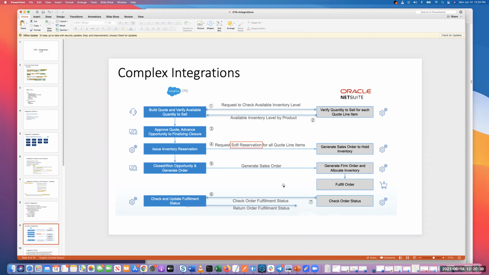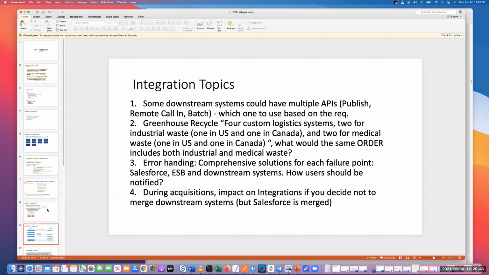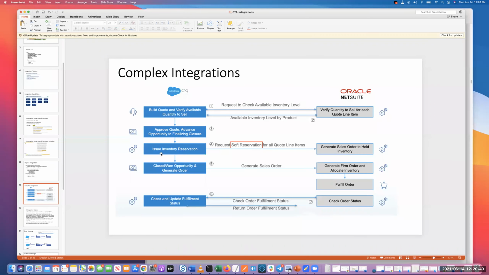And I saw this in a demo. You don't have to just say CPQ. It could be just Salesforce, but just be mindful of the integration. It's good if you think about this, and when you talk about it, it shows the knowledge that you need to have this soft reservation in between.